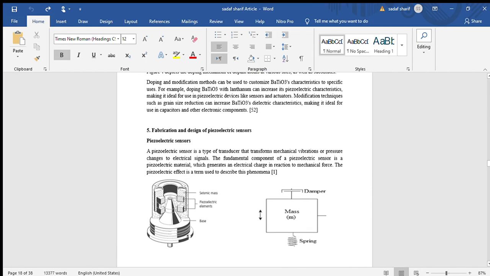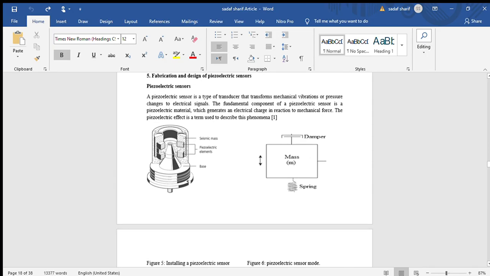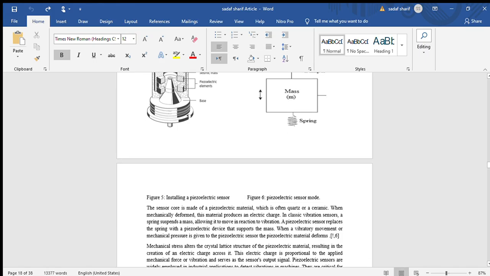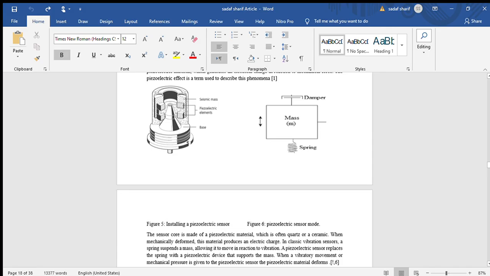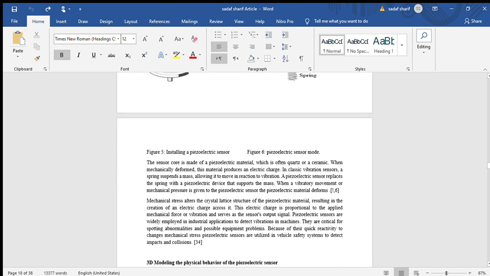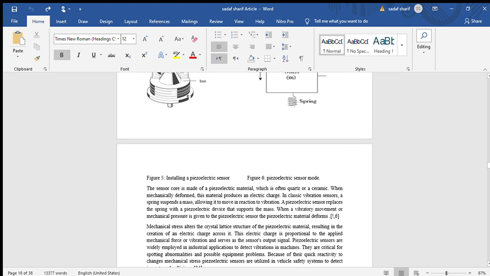What is the design of a piezoelectric sensor? In ancient times, its design looked like this. The sensor core is made up of piezoelectric material, which is often quartz or ceramic. When mechanically deformed, this material produces an electric charge, and in classical vibration sensors, a spring suspends a mass, allowing it to move in reaction to vibration. So here we have the mass and a spring is attached to that. A piezoelectric sensor replaces the spring with a piezoelectric device that supports the mass. When a vibratory movement or mechanical pressure is given to the piezoelectric sensor, the piezoelectric material deforms.